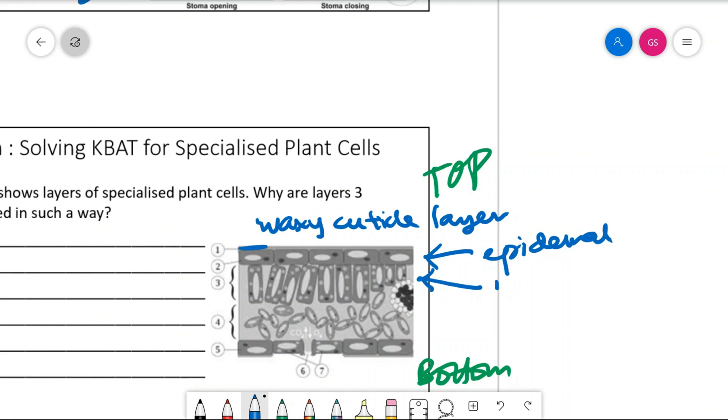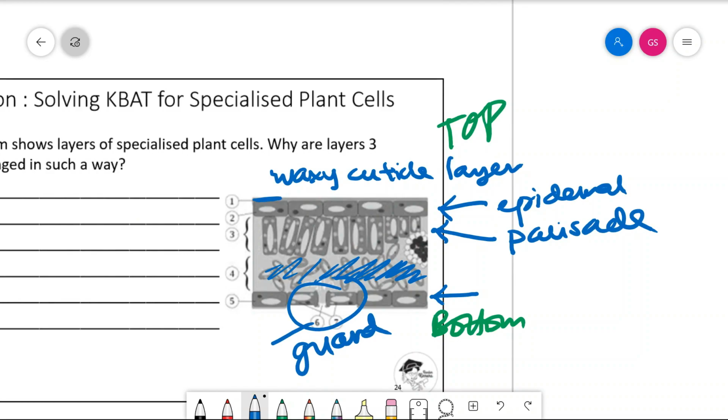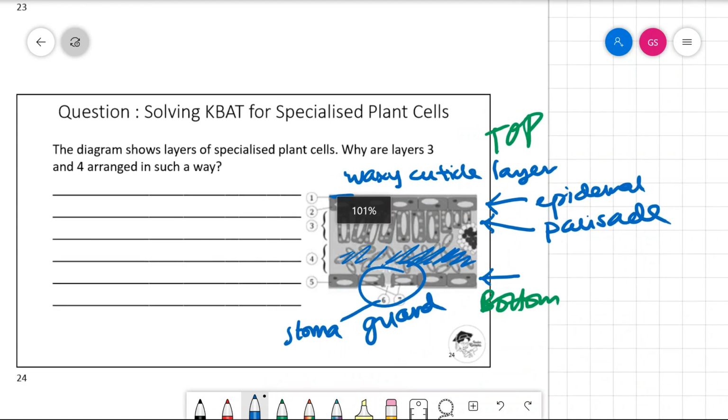Palisade cell. This is what you don't need to learn. It's not in your syllabus. We call it the spongy mesophyll, but it's not important. Then you have the epidermal here also. But more importantly, what is here? That's not what you learn. Guard cells. Guard cells control the number six, the stomata. Okay, so they're asking you, why are layers 3 and 4 arranged in such a way?